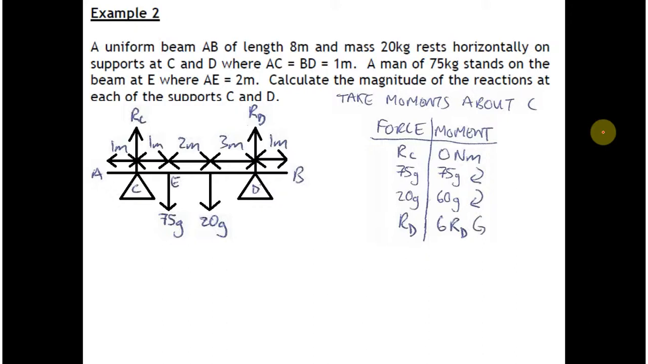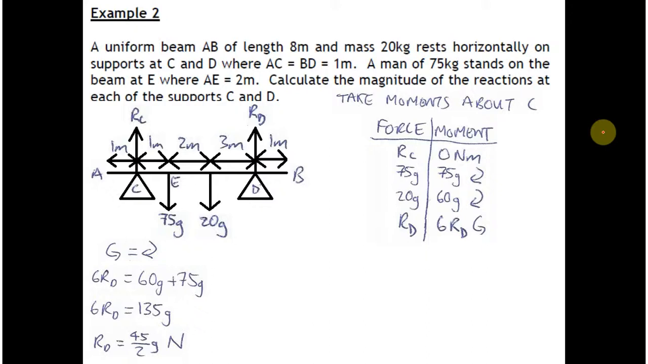So again, we make anti-clockwise moments equal clockwise moments. So 6RD equals 60g plus 75g. 6RD equals 135g. Divide both sides by 6. RD equals 45 over 2g newtons.